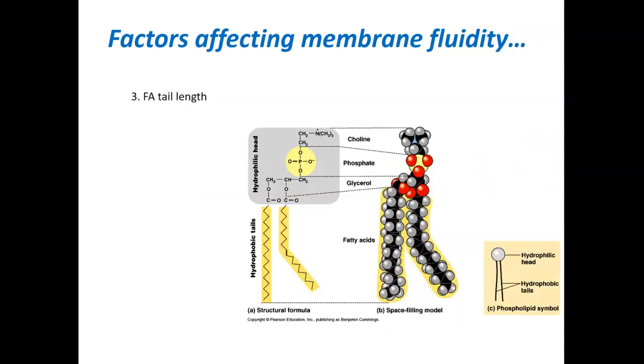Again, the fatty acid tail length: the shorter the tails, the more fluid it's going to be. So if you can increase the length of your fatty acid tail and make it longer, there's just more fatty acids to interact with, and that's going to decrease the fluidity.